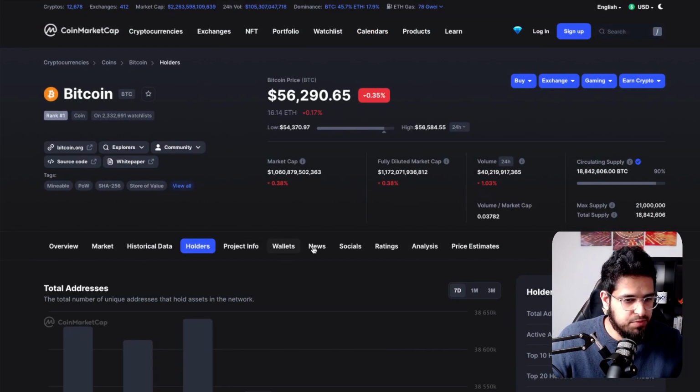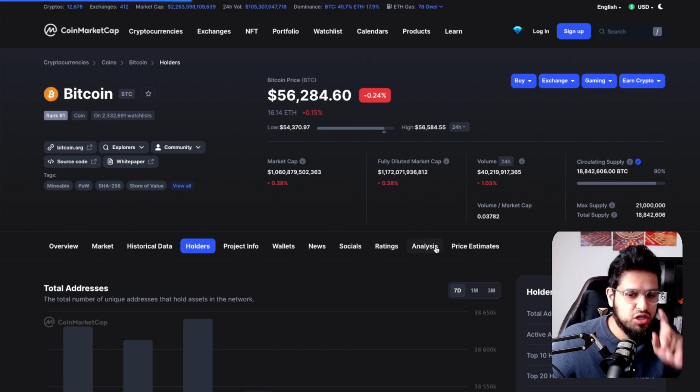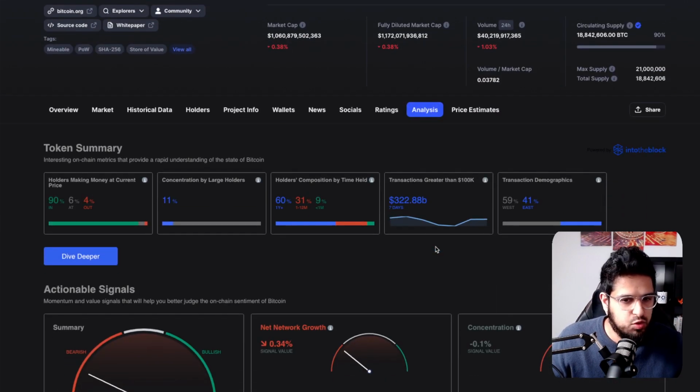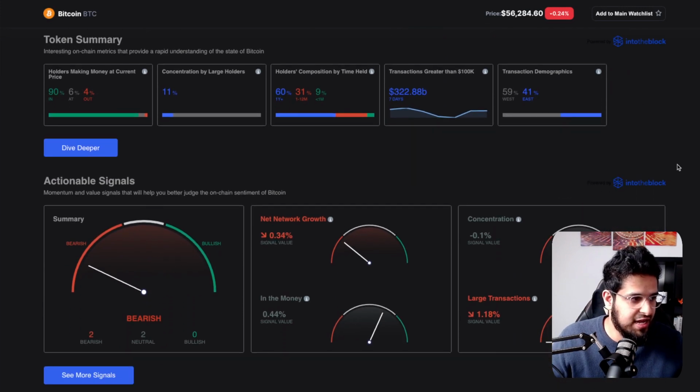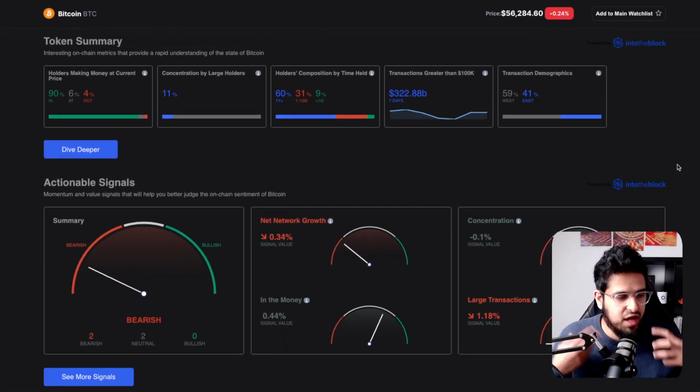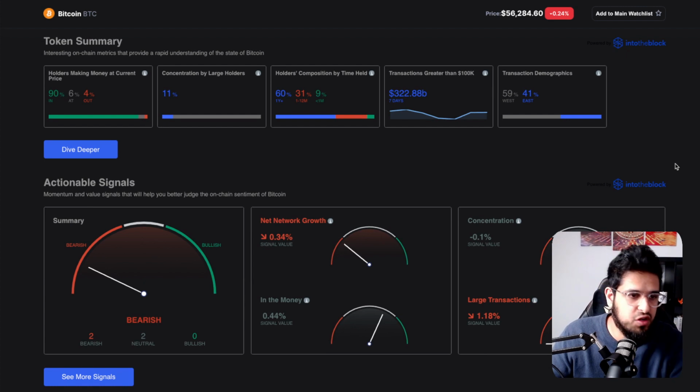And then you've got a whole bunch of different things. You can see news, you can see socials, you can see ratings. I'm going to click on analysis because you're going to find this quite interesting. This will give you a whole bunch of on-chain analyses, okay? And this is really useful to understand the fundamentals of a coin. So for example, you can see how many holders are making money at the current price.